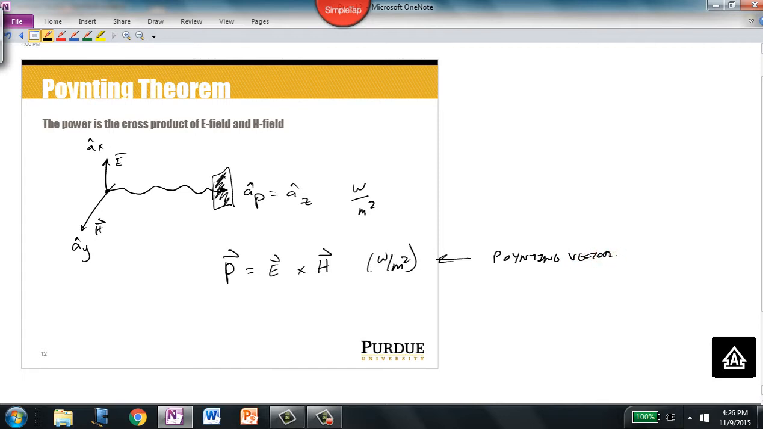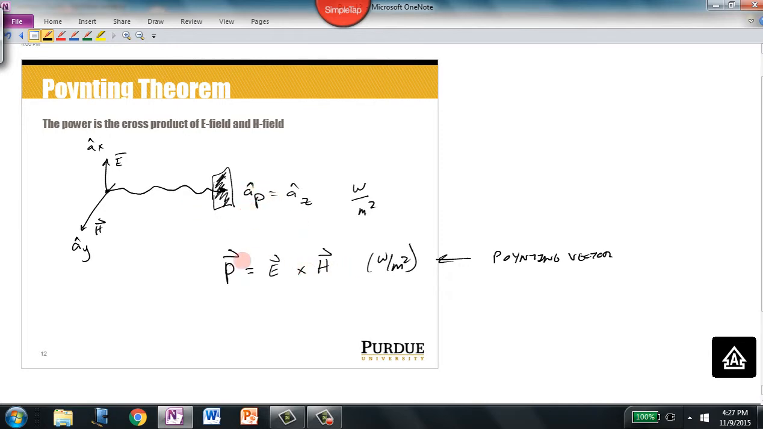And this really is a fundamental observation about the nature of electromagnetic phenomena. An electromagnetic wave consists of a coupled electric field and a coupled H field that propagate at right angles to one another. The direction of power transmission is going to be orthogonal to both of them. And this vector is called the Poynting vector. It's named after John Henry Poynting, the guy who developed this theory.